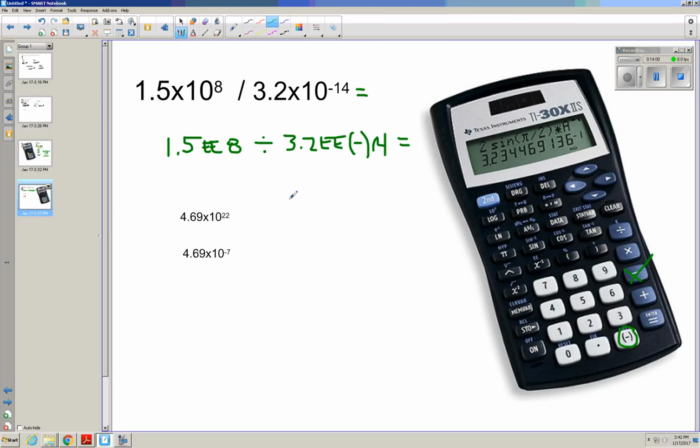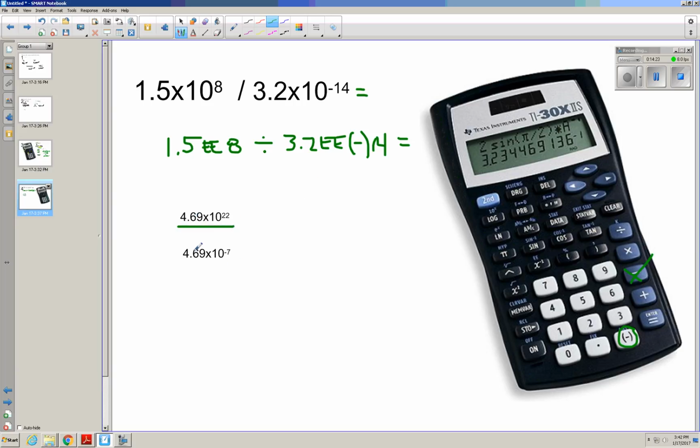Okay, we're back. So the real question is, I know some of you didn't use the E button. I know you did because everyone's always resistant to change. So the question is, which answer did you get? Did you get the answer on the top? Did you get the answer on the bottom? Only one of them is correct. If you got the answer 4.69 times 10 to the 22, you are correct.